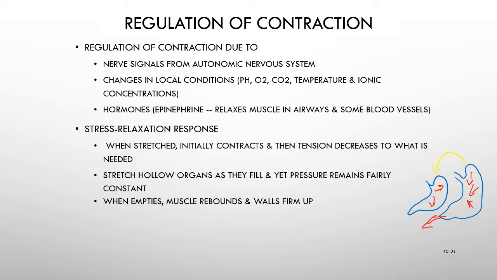In other places like blood vessels, we can have local changes especially dictate what's going on. We can have chemical changes in our pH level, our carbon dioxide levels, our temperature, and ion concentrations, which can all lead to changes within the contraction of the muscles themselves.